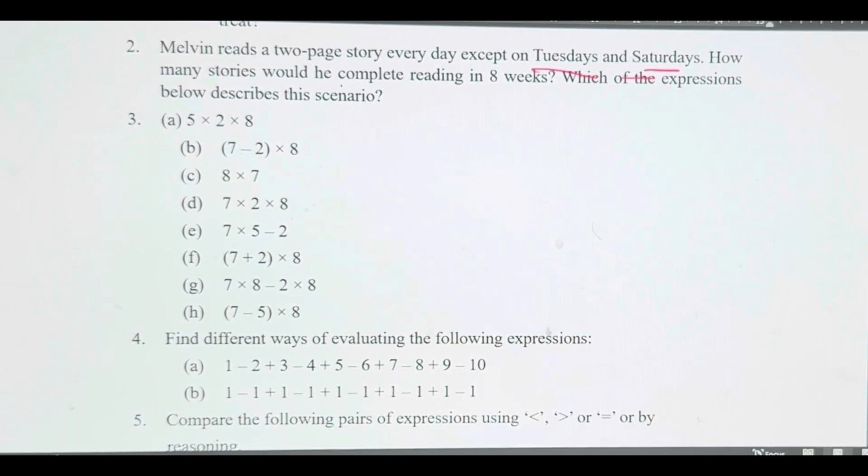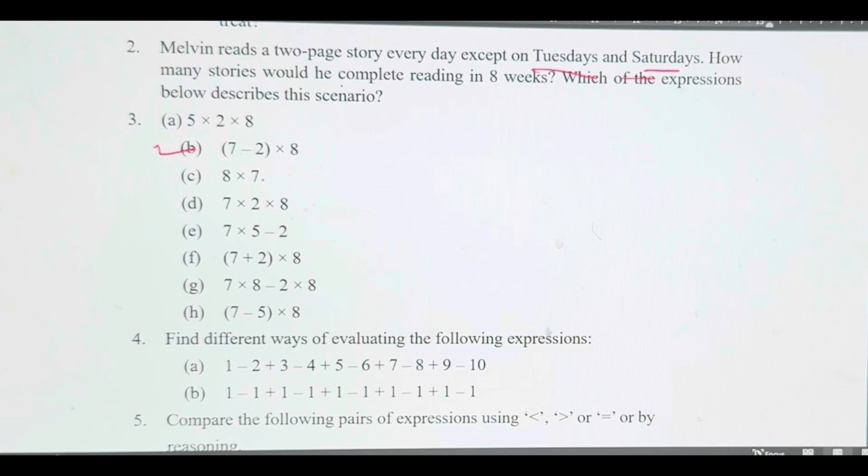So first A is not possible because this 2 has nothing to do with one story. It is the 2-page story. So that is a difference in it. In this case, if you see, 7 minus 2 is 5. So 5 into 8, 5 days and 8 weeks. So 5 into 8, so B option is correct.